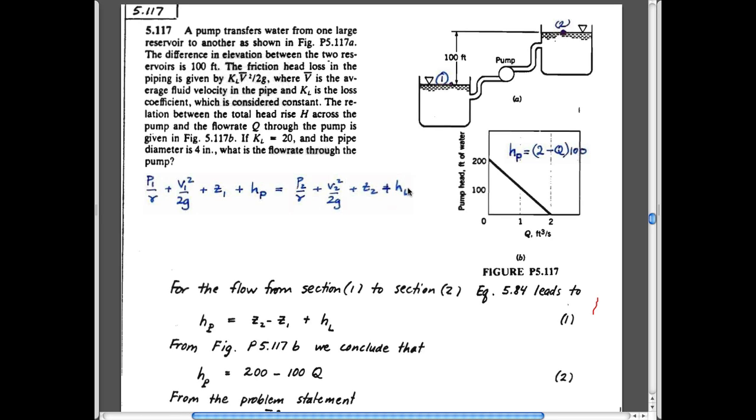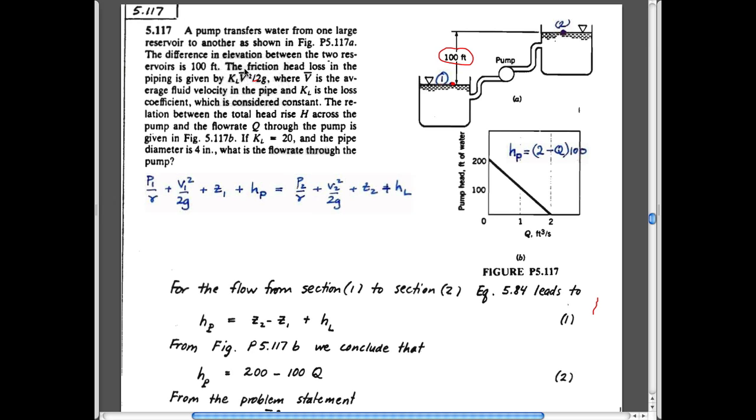So here's a question. It's one of the ones in the back of each chapter, chapter 5, I guess, just from the number. A pump transfers water from a large reservoir to another one, so it's going uphill from this point to this point. The difference in elevation is 100 feet, so we know that. Friction head loss in the piping is given by this. If you can see it, it's K_loss V squared over 2g.